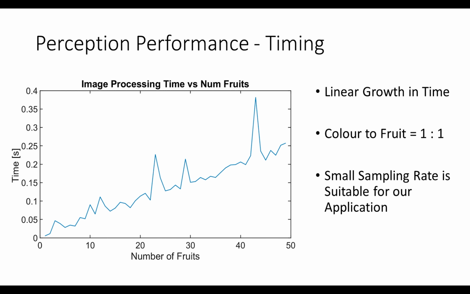Another metric to consider is the timing, and we saw that as we increase the number of fruits that we can process by increasing the number of colors we filter for, we have a linear relationship with the time required to execute the perception algorithm. However, this is still always extremely small, and we can see that we can identify 49 fruits within 0.3 seconds, which allows us a fast enough sampling rate for the rest of our code.